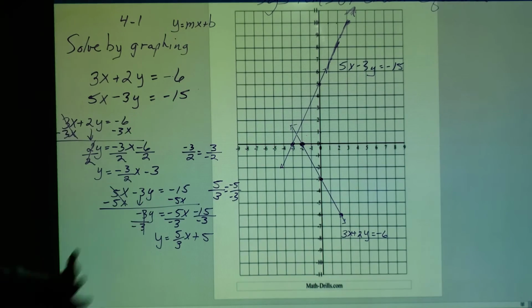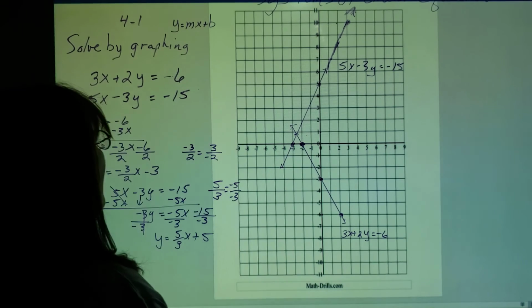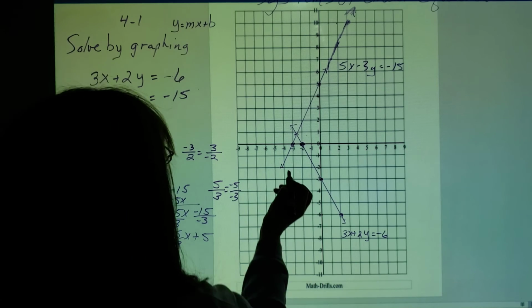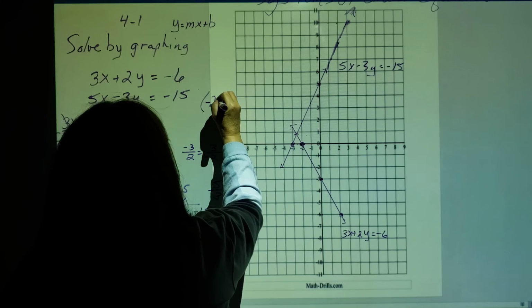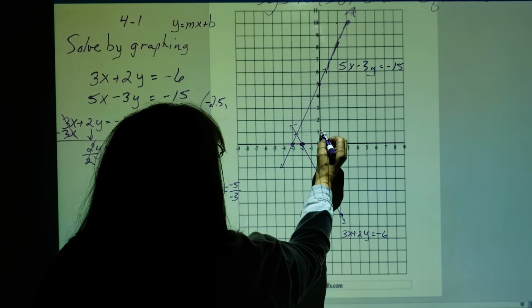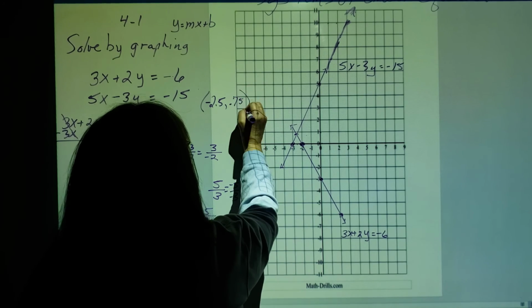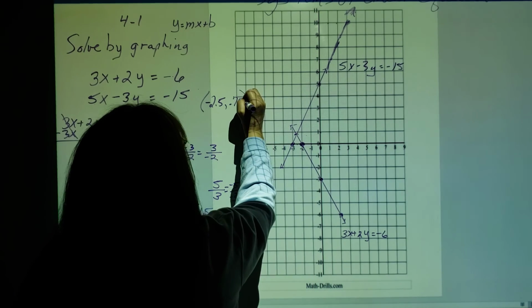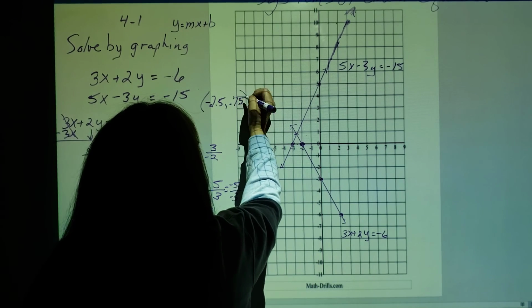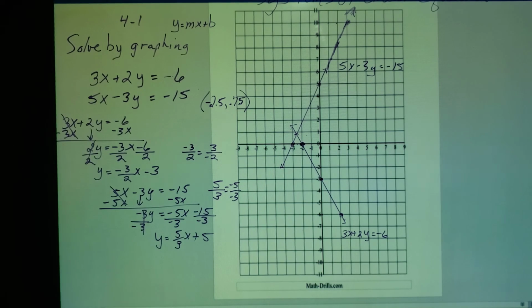All right, so here is where our point is. It appears that we're at negative 2.5, and the y is probably about 0.75. And if you said it was 1, that would probably be okay too, you'd be close enough. But thinking probably about negative 2.5 and 0.75 is where the two lines cross.